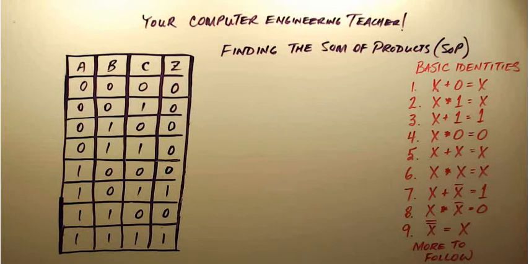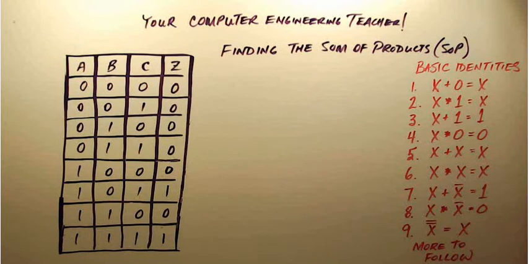In the last video we took a look at finding the sum of products, or SOP, and we found it and kept it in the form it was in. In other words, we didn't simplify it. In this video we're going to take a look at simplifying our sum of products.